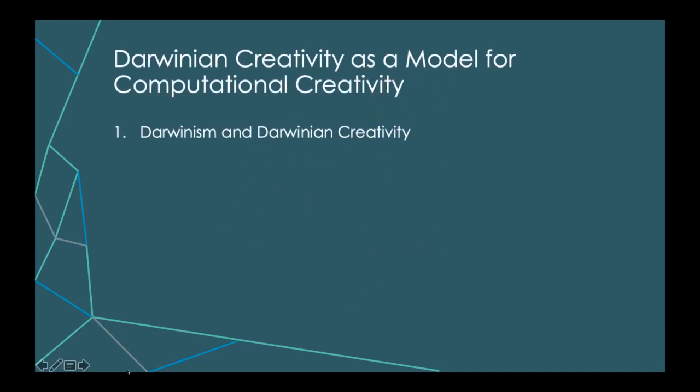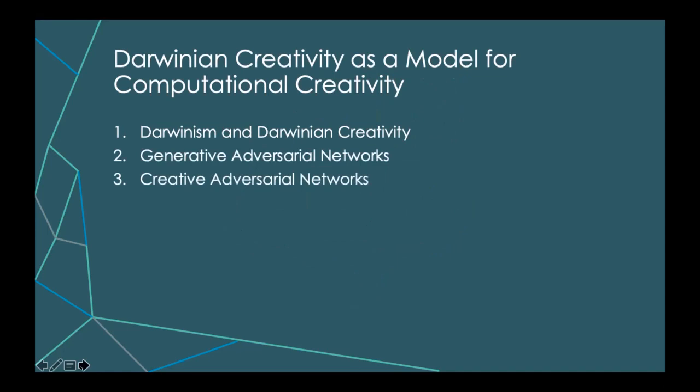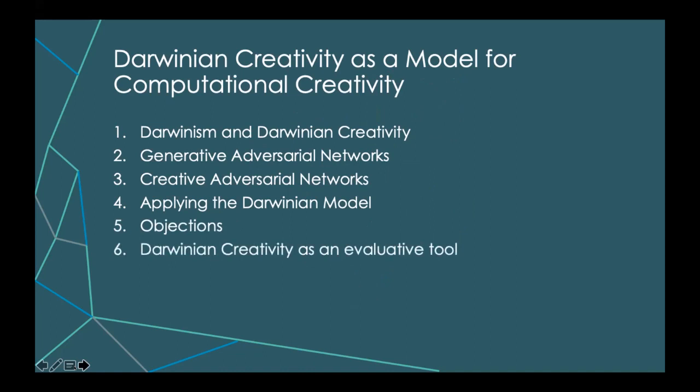So today I'm going to first go over what Darwinism and Darwinian creativity look like. I'm then going to take a look at two methods of producing art by artificial intelligences, generative adversarial networks and creative adversarial networks. I'm going to look at whether we can apply the Darwinian model to these systems, address some potential objections to doing this, and then make my overall proposal that Darwinian creativity could potentially be used as an evaluative tool for computational creativity.